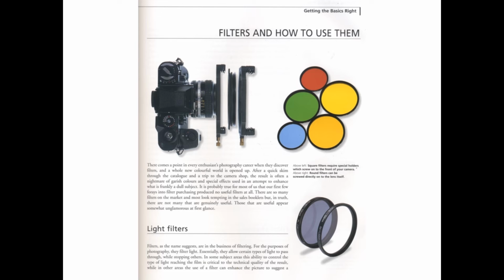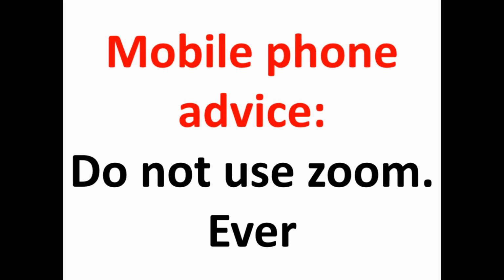For your mobile phones, I would say don't use zoom ever, and that's because they're not proper lenses, and if you're using the zoom settings, you're effectively pixelating the photograph. It's a digital zoom rather than a real zoom. If you've got a big camera, the real zoom is fine. Mobile phones, don't use them.